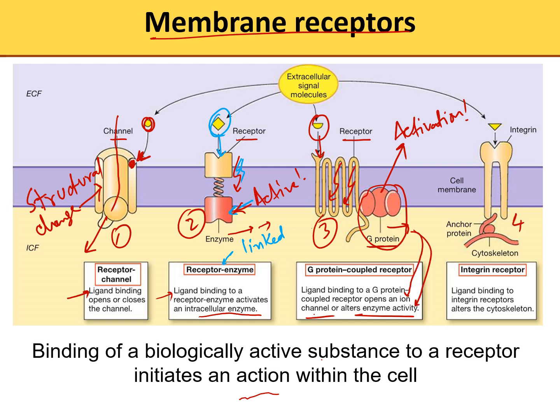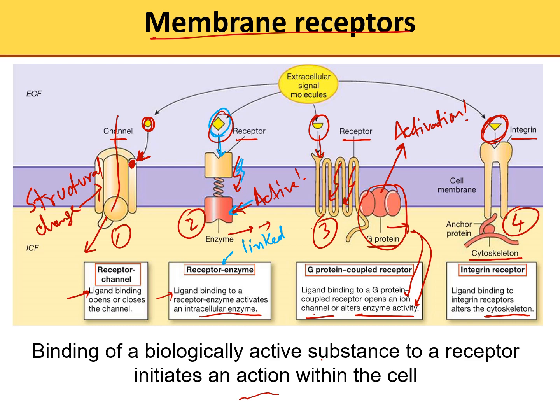The fourth kind, and this is the last kind we'll talk about, is the integrin receptor. A ligand binds to a receptor, and this receptor is linked to the cytoskeleton. Remember, we talked about the cytoskeleton in the membranes. So ligand binding to integrin receptors changes the cytoskeleton, so the cell shape would change or something else will happen.